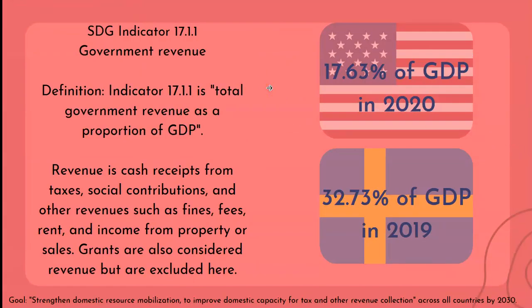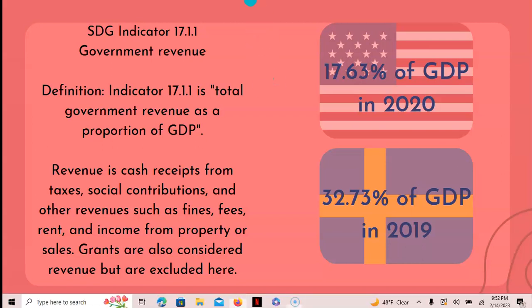17.11 is government revenue, which defines government revenue as total government revenue as a proportion of GDP, gross domestic product. Revenue being cash receipts from taxes, social contributions, and other revenues such as fines, fees, rent, and income from property or sales. So within the US, they have 17.63% of total GDP in 2020, where it's almost double in Sweden with 32.73%.